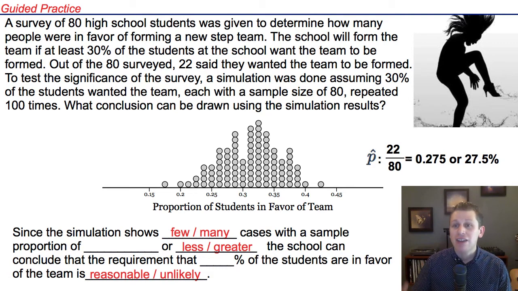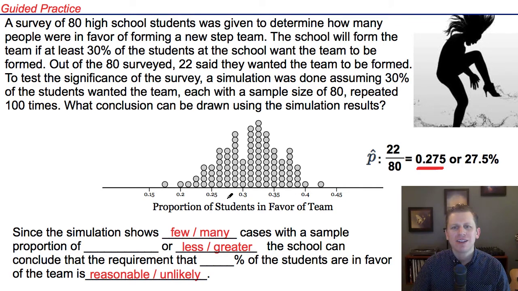Think of what could have happened though. They could have had 30% of students that wanted the STEP team or had a lot of them in favor of it, but the 80 students they asked weren't the right group of students and they got a number that was below 30%. Well, next thing we want to do is find where this proportion from our computer simulation is.